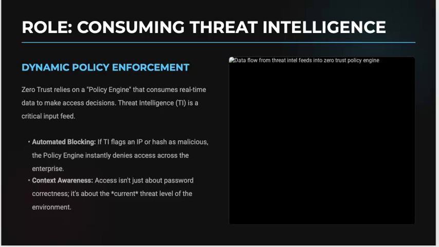For example, if a TI feed alerts us to a new phishing campaign targeting our industry, the Zero Trust policy engine can instantly adjust policy, denying access to any device attempting to connect from one of those flagged IP addresses, or blocking any application attempting to communicate with a known malicious C2 server. This integration allows the security posture to shift from being reactive to being adaptive, using timely intelligence to prevent access before any exploit can occur.